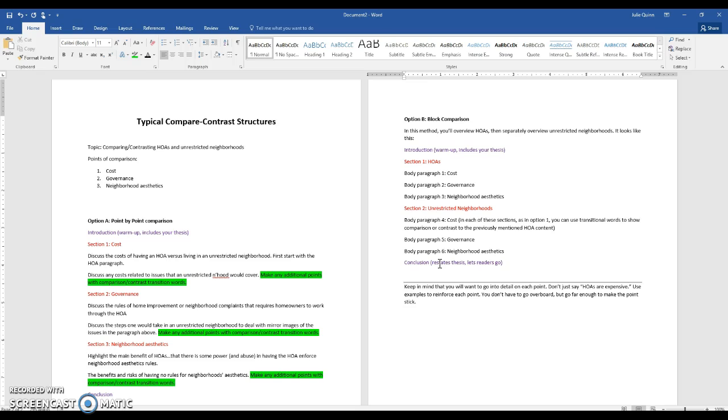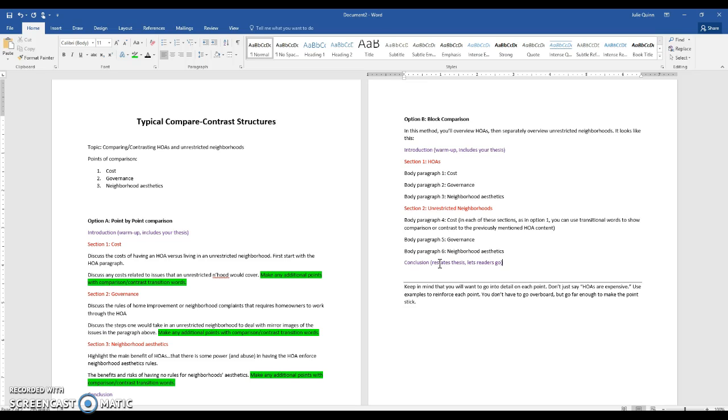Introductions and conclusions are similar. They're like fraternal twins. It's another way to sort of reinforce your points, but you let readers go. You don't provide anything crazily new in the conclusion. But you have just two sections in block. You'll notice the first section is all about HOAs with your 3 points of contention. And then the second section is unrestricted neighborhoods with those same 3 points of contention. Again, 6 body paragraphs. So you're not doing any more or any less writing, but this one, you're putting all the HOA content in one section and all the unrestricted content in one section.